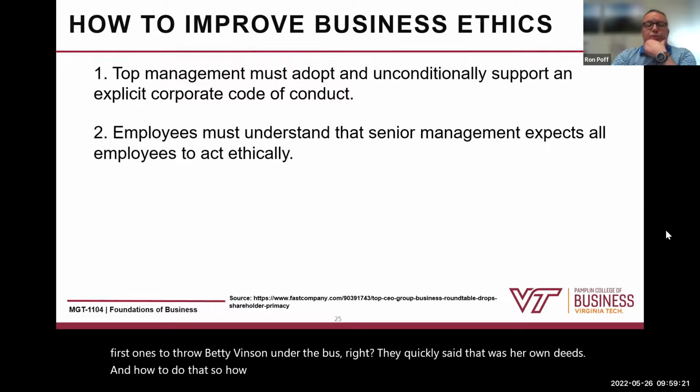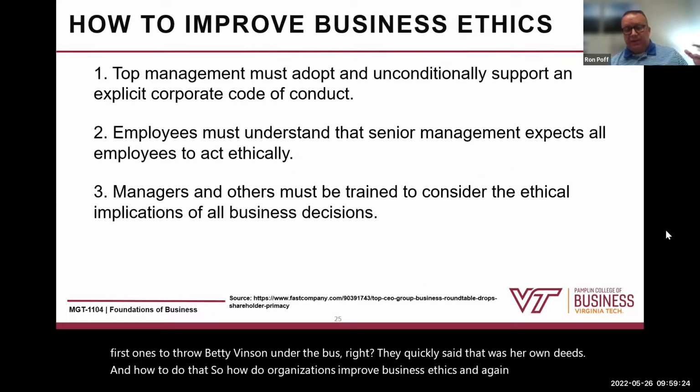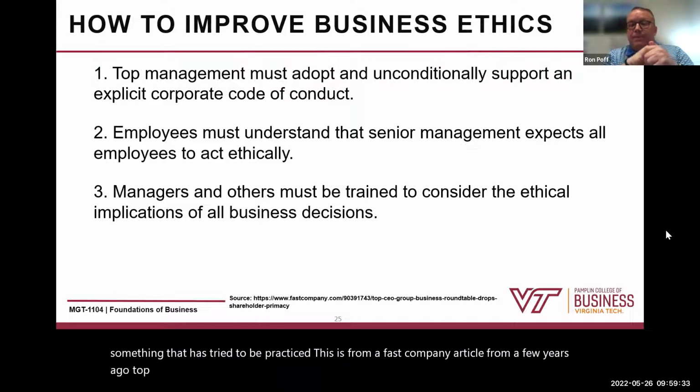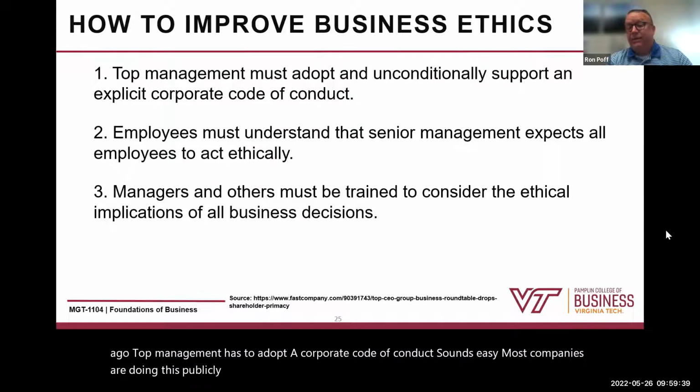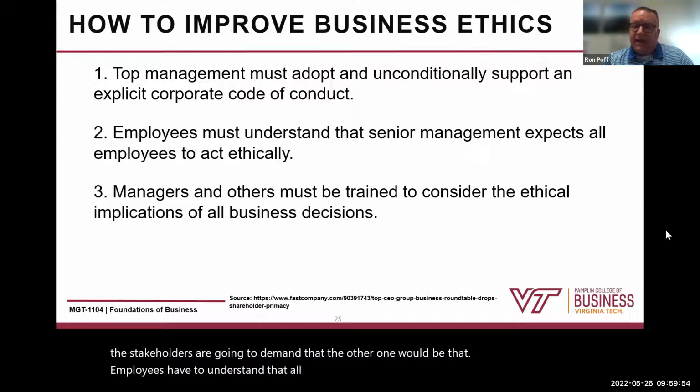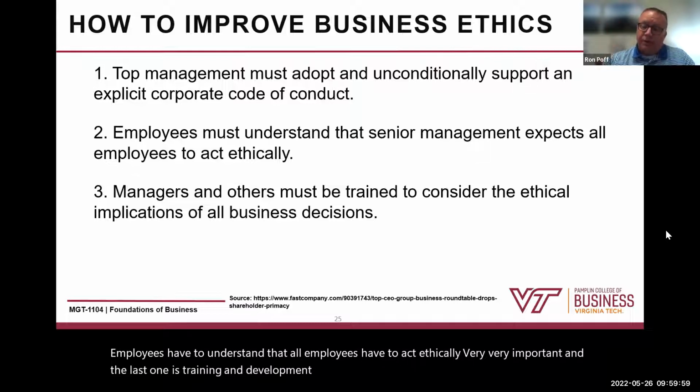So how do organizations improve business ethics? And again, this is something that has been tried to be practiced. This is from a Fast Company article from a few years ago. Top management has to adopt a corporate code of conduct. Sounds easy. Most companies are doing this. Publicly held companies have to do this. Their shareholders and or stakeholders are going to demand that. The other one would be that employees have to understand that all employees have to act ethically. Very, very, very important. And the last one is training and development. So year after year after year, there has to be training and development.